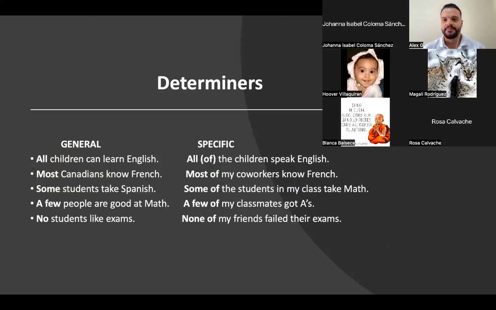All right. Let's continue then. When I use of, I also have to be more specific, right? Yes. Let's do an example, Hoover. Let's say none of my friends. Please complete the sentence, Hoover. None of my friends.